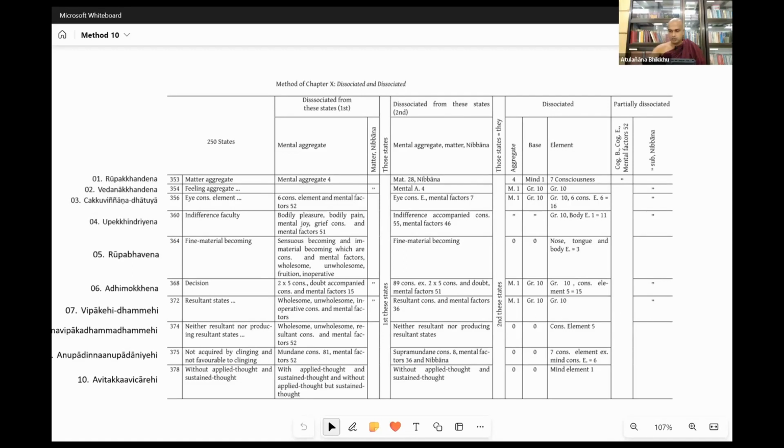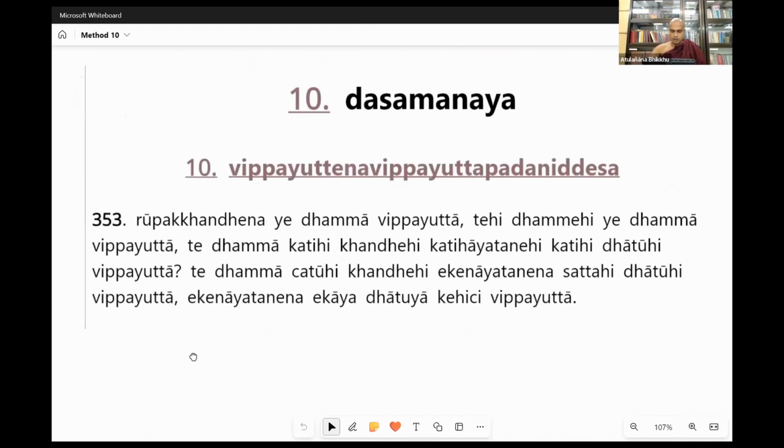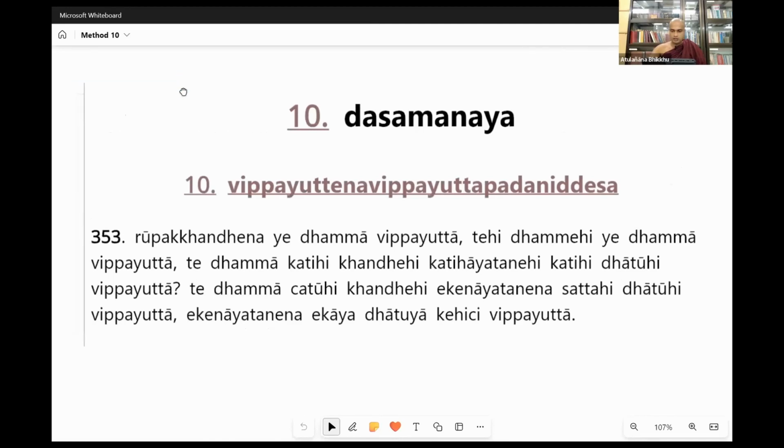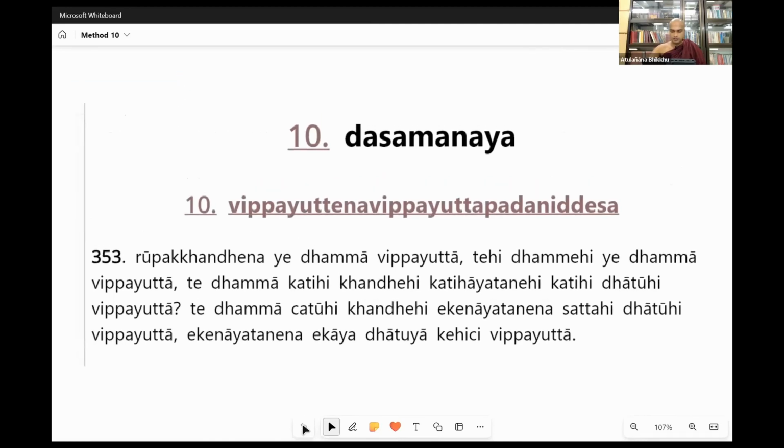Anyway, what we have to do today is to discuss method number 10, right? For that, we need to analyze the sentence, an example, and then we'll go to the Sarupatha and discuss further.